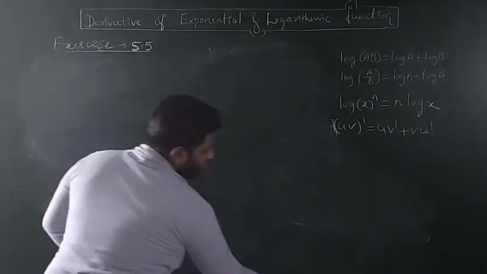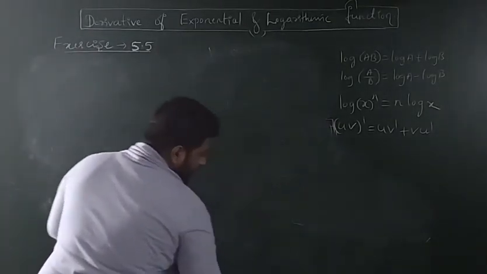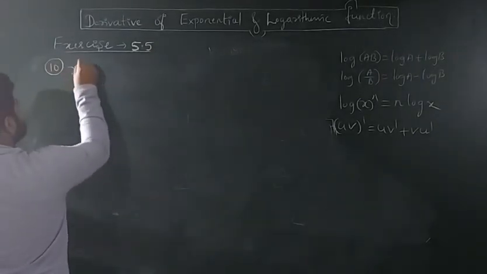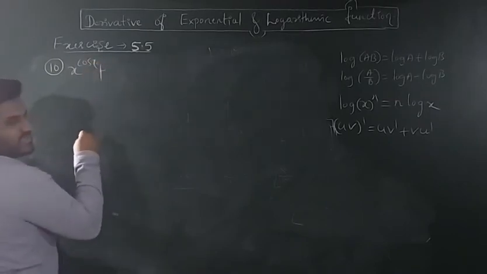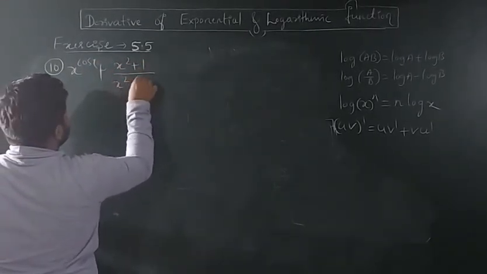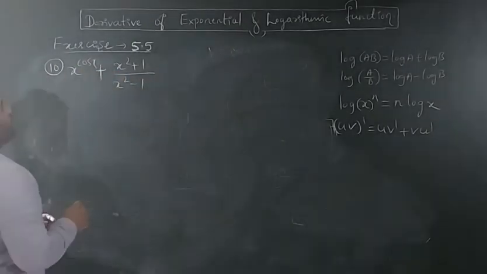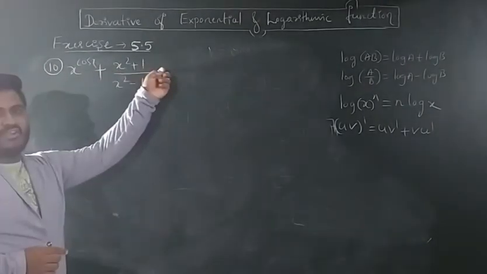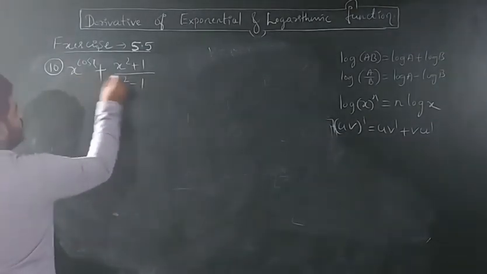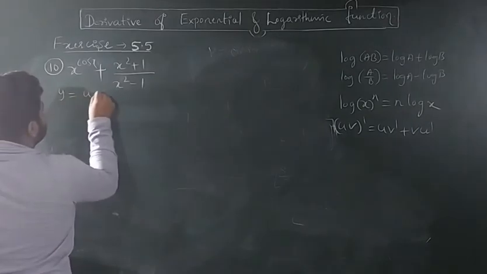So the last question of this session is number 10: x raised to cos x plus x square plus 1 divided by x square minus 1. X raised to cos x plus x square plus 1 divided by x square minus 1 is the question. So take this again as u and v: y equal to u plus v.